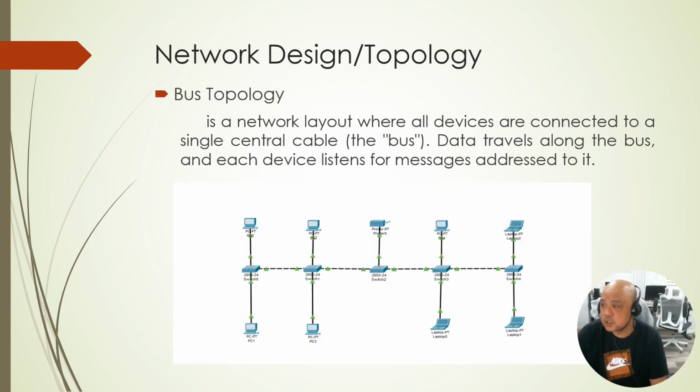Next is the network design or topology. Network topology refers to the physical or logical layout of network devices and connections. It defines how devices are arranged and how data flows between them. The first one is the bus topology. In bus topology, all devices are connected to a single central cable. Data travels along the cable in both directions.